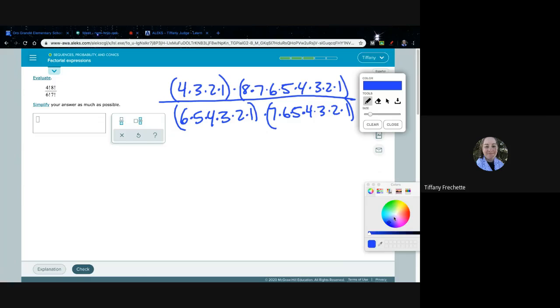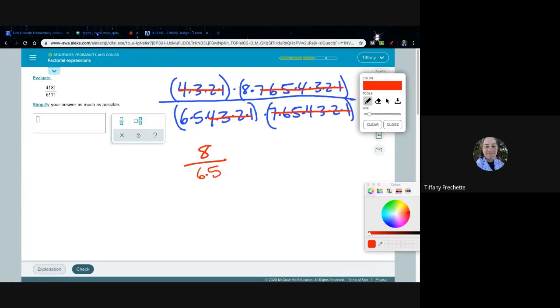All right, so now we're going to cancel everything that matches. So 4 through 1 cancels with 4 through 1. 7 through 1 cancels with 7 through 1. And then I'm left with 8 on the top and 6 times 5 on the bottom. I don't like the way I wrote that. I started to leave space for the 7, but we crossed the 7 off. I just need to cross that off a little better because I started to write it down.